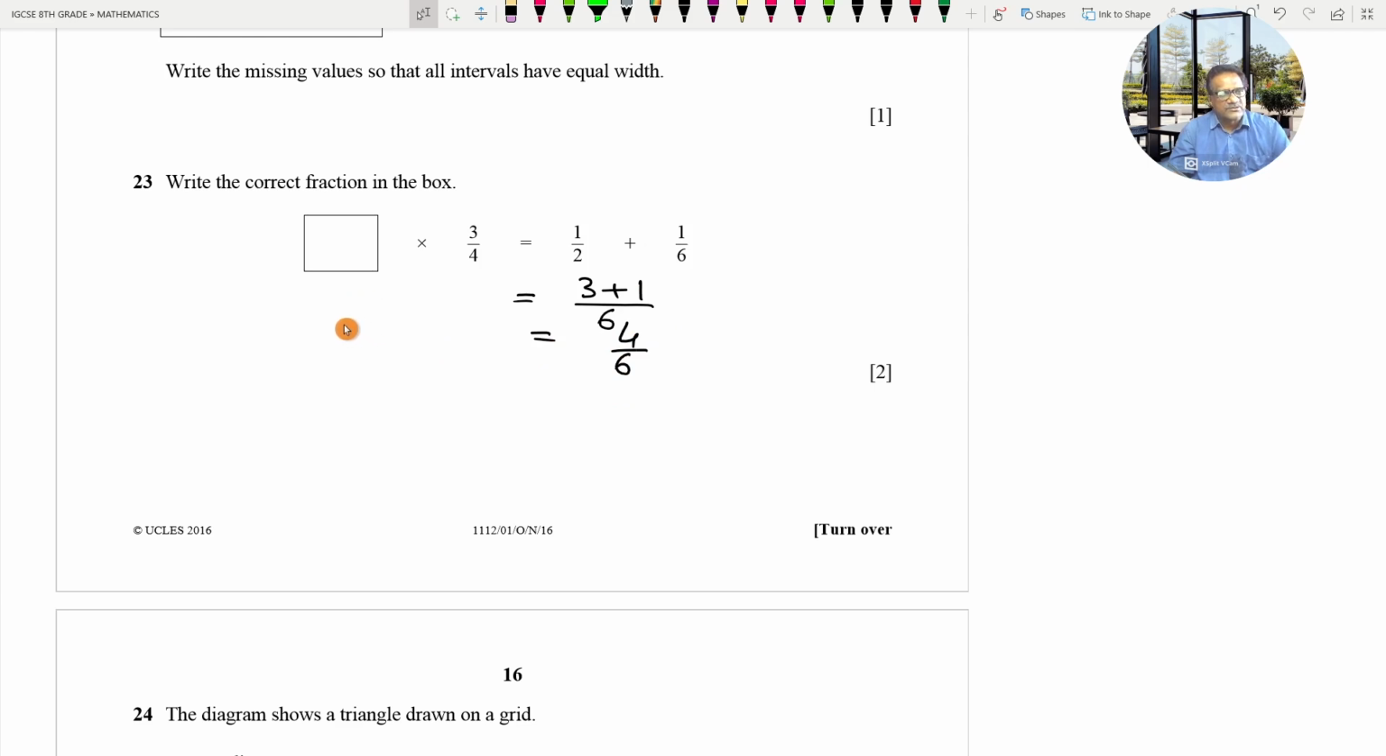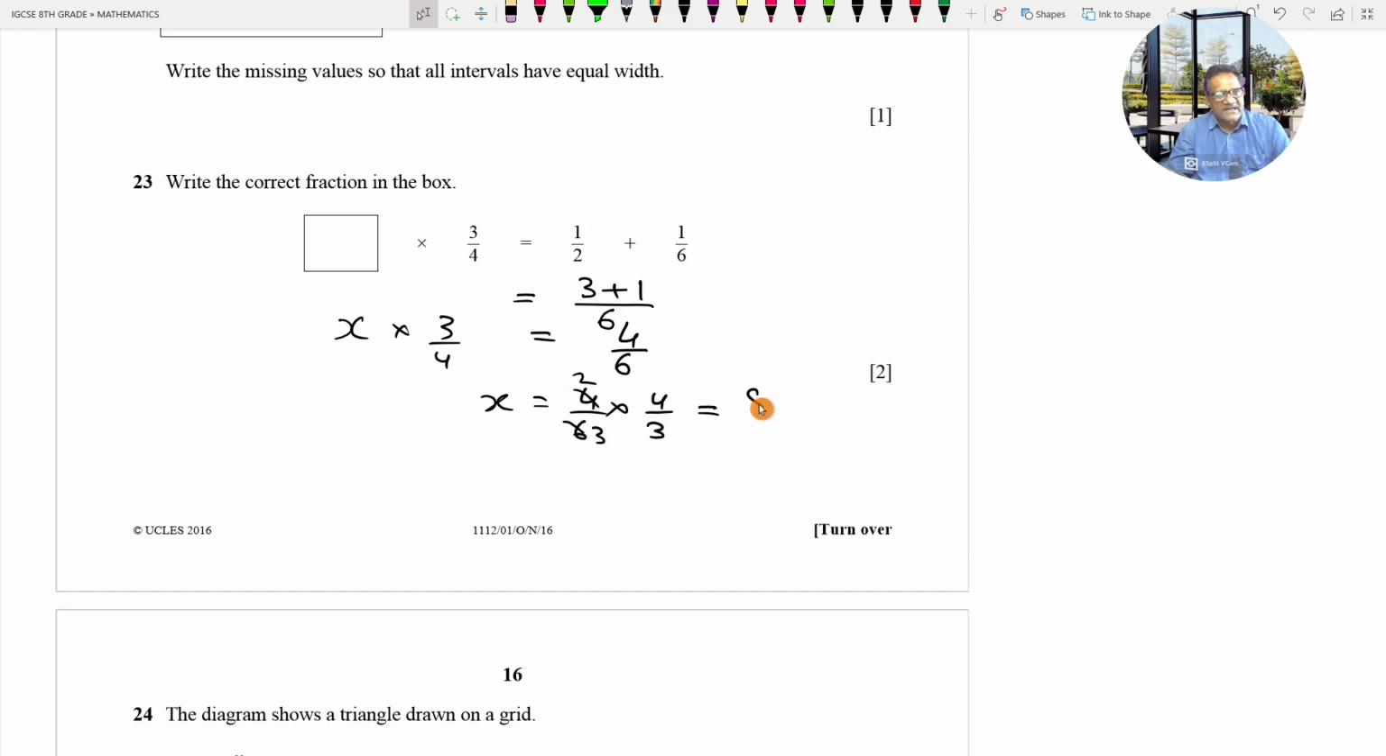And here suppose you have this as x, and this is 3 by 4. I want to find out the value of this box x. So x will be equal to this 4 by 6 and this 3 by 4. If it comes on this side, this will become 4 by 3. This works out to how much now? This is 2 by 3.